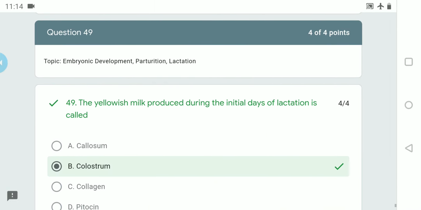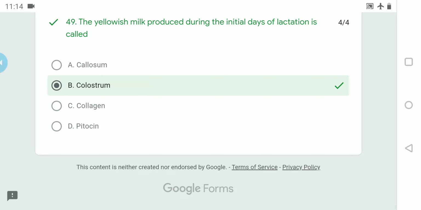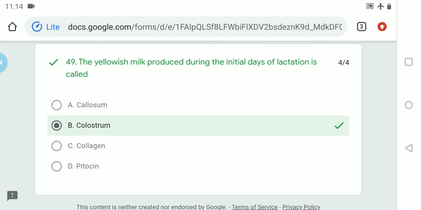Then the next question. The yellowish milk produced especially during the initial days of lactation is also called, yes, colostrum. I told you the milk produced during the initial few days of lactation is called colostrum, which contains several antibodies absolutely essential to develop resistance against diseases for the newborn baby. Okay, so this helps the mother in feeding the newborn child also, and this is very important for the baby. Okay, so this is with respect to the competitive part.